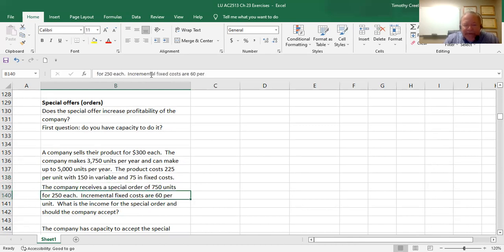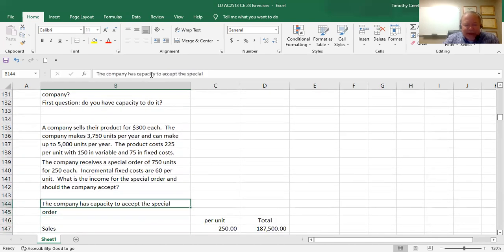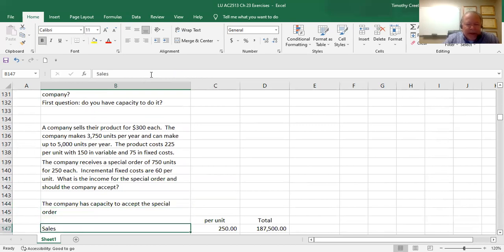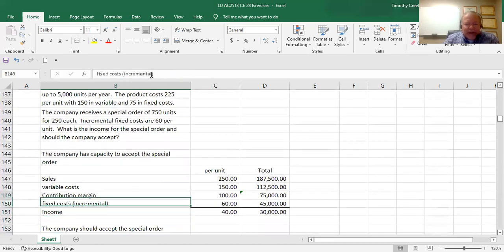Now, notice they have capacity: they make 3,750 now, and they can make up to 5,000. So they do have the capacity to do the special order. So the special order is 750 units for $250 each, and the incremental fixed costs are $60 per unit. What is the income for the special order, and should the company accept? And again, the company has the capacity to accept the special order. So we would set up a table just like this.